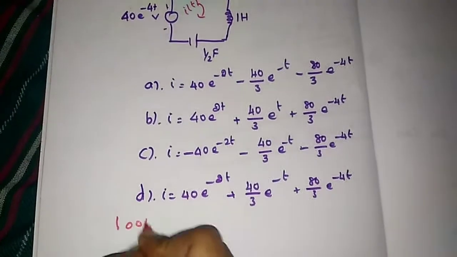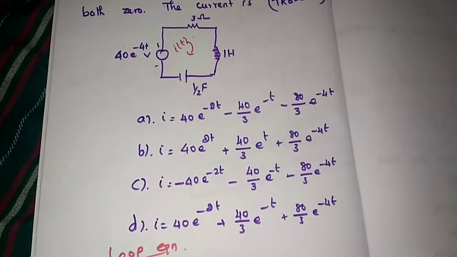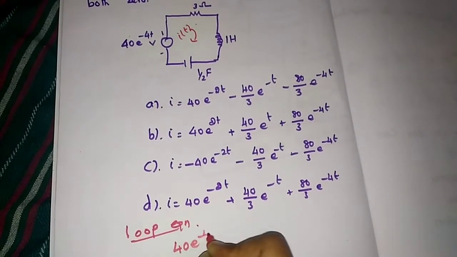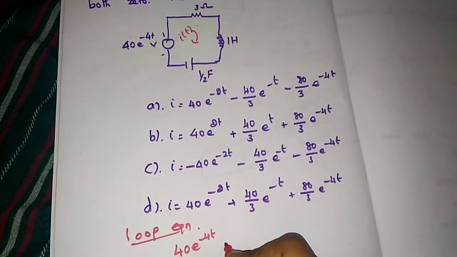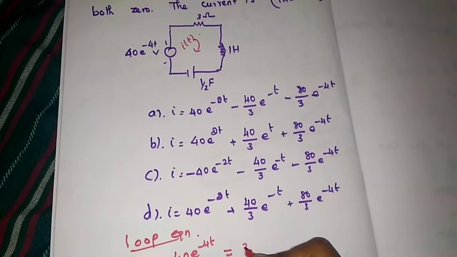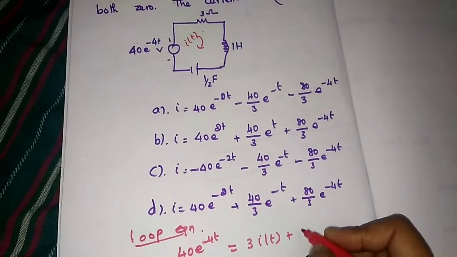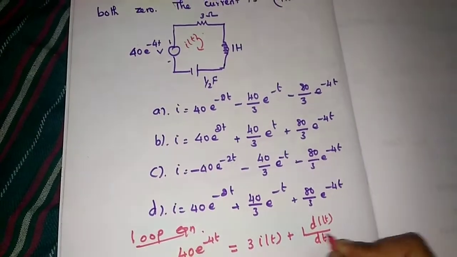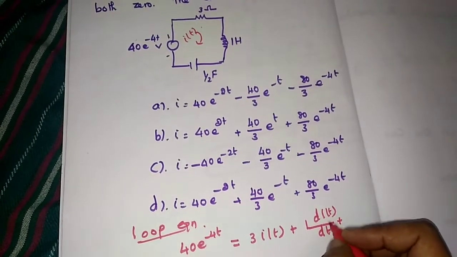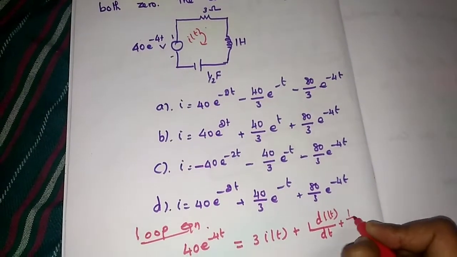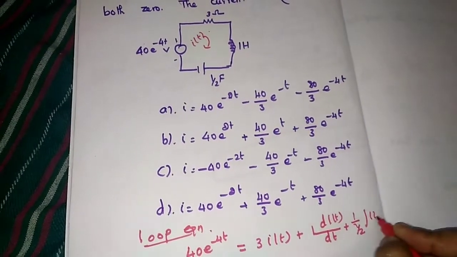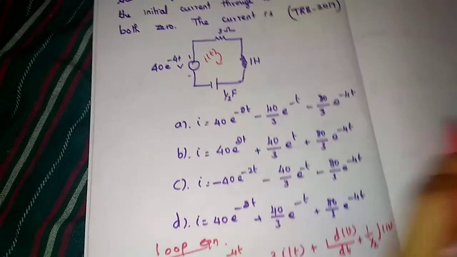So first we have to write the loop equation. This is a single loop circuit, and the loop equation is 40 e^(-4t) equals 3 i(t) plus 1 di(t)/dt, that is, the inductor is written as a differentiation of i(t), and the capacitance means 1 divided by 2 into the integral of i(t). So this is the loop equation of this circuit.